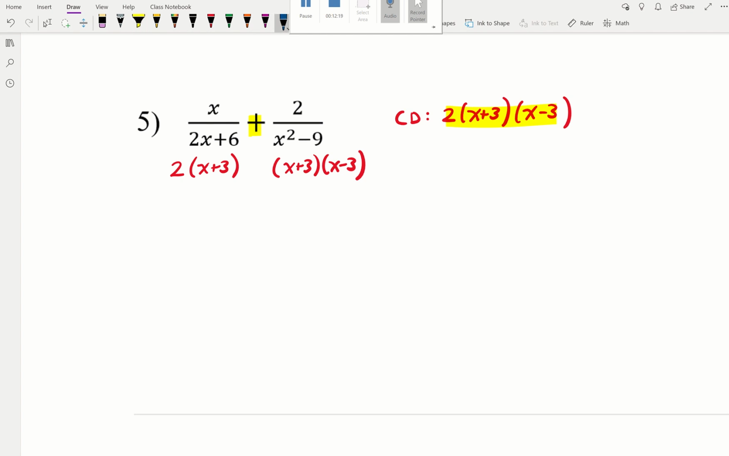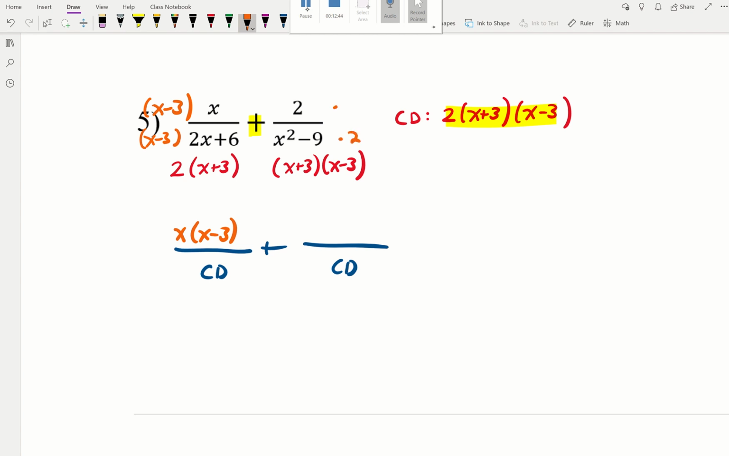So the way I, like I said, always think about it is, I'm going to have a common denominator on the bottom. To get that, this first fraction on the left, we are missing the x minus 3. So we're going to multiply the bottom and the top by x minus 3. So I'm going to put x times x minus 3. This denominator is missing the 2. So we're going to multiply the top and the bottom by 2. So I'm just going to put 4 there.